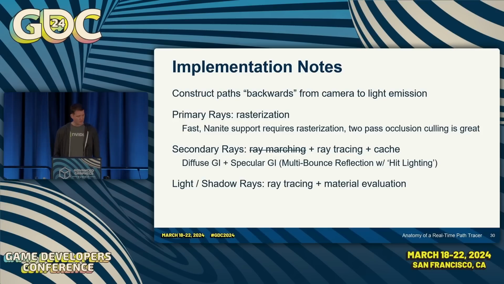For light or shadow rays, whichever one you prefer to call it, we use ray tracing and evaluate material hits so we can support alpha-tested content like foliage.